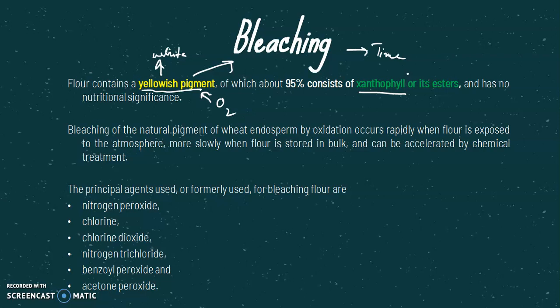So the chemical bleaching agents have been used or preferred because they are instant, they act quickly, and bleach the flour with less time. There are various principal bleaching agents, like nitrogen peroxide, chlorine dioxide, nitrogen trichloride, benzyl peroxide, acetone.